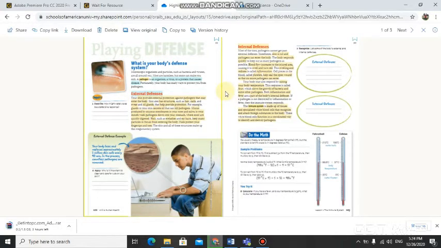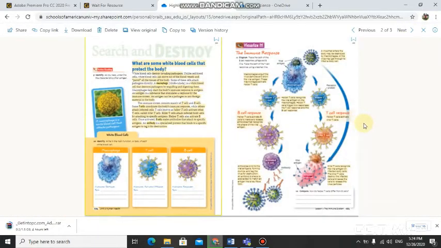As for the internal defenses, they are divided into 2 parts. We have non-specific defense and the specific defense. And non-specific defense includes fever, inflammation, and macrophage, while the specific defense includes T cells and B cells. For the macrophage, T cells, and B cells, you have to know that these 3 types are different types of white blood cells. Okay, so after that you will see here the immune response.